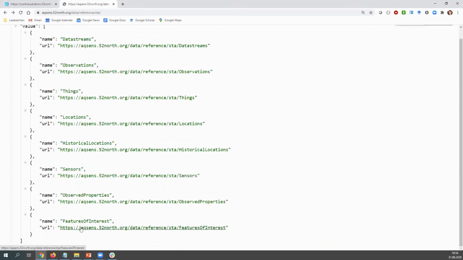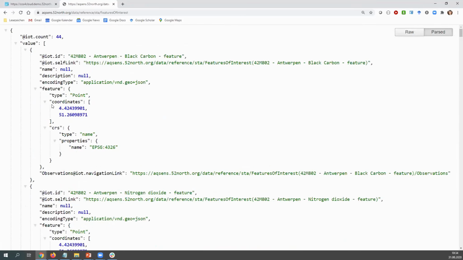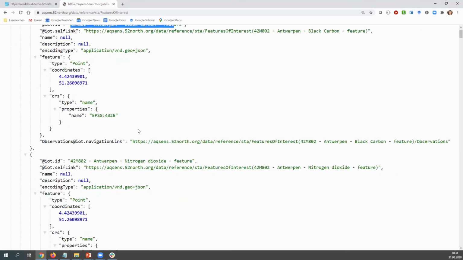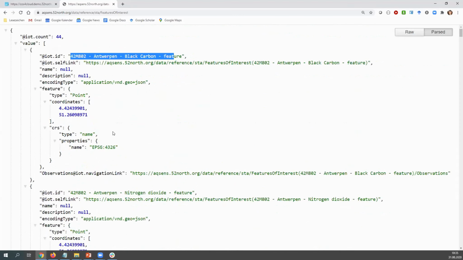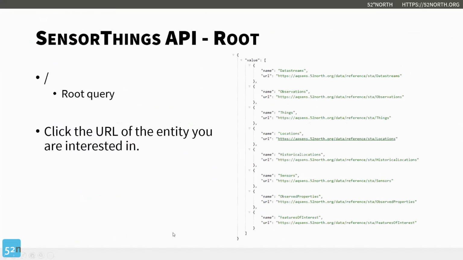And finally, the features of interest. This is also interesting. If you are developing a client application, you may call this endpoint initially to get an overview about all the different stations which are available. So you have directly here the identifier, like Antwerpen with a certain station ID. You have the coordinates. And with that, you could, for example, create an initial map showing you which of these stations are existing to build a nice map client.